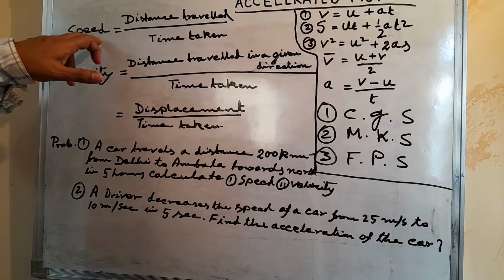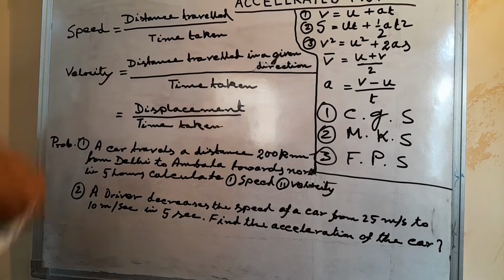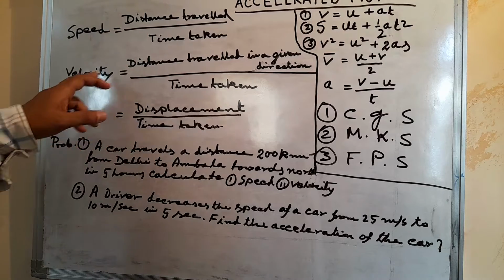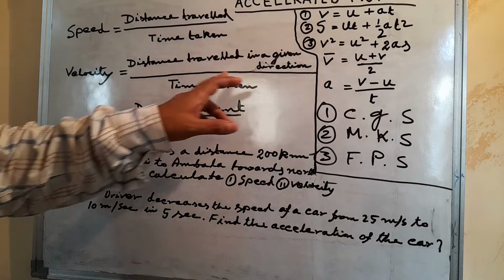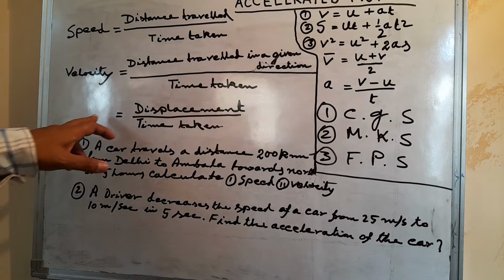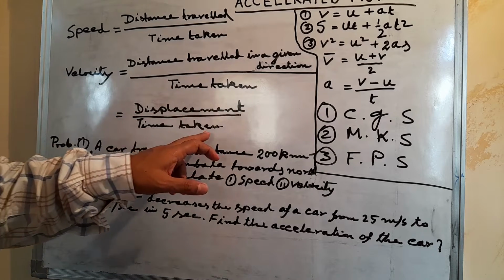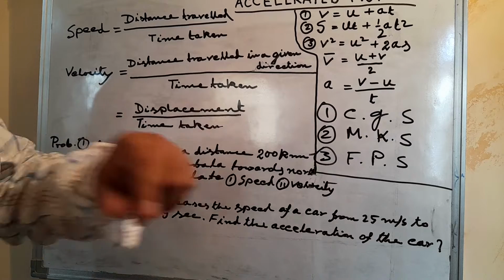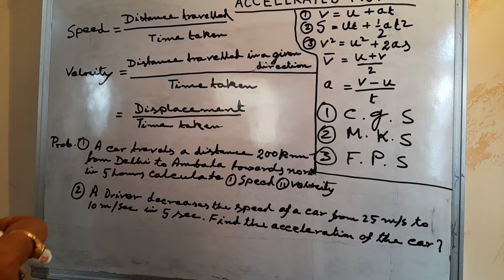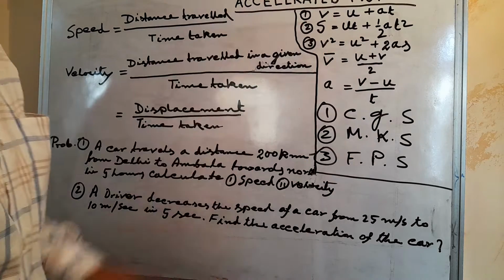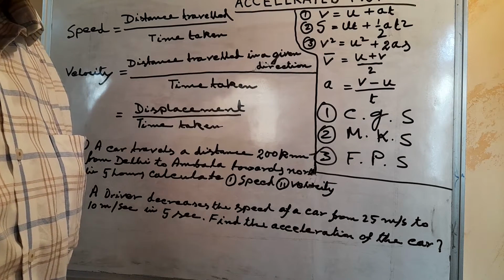Now, speed is the distance traveled divided by time taken. Velocity is the distance traveled in a given direction divided by time taken, which is equal to displacement divided by time taken. Now, we will solve some problems with the help of these formulas or equations.